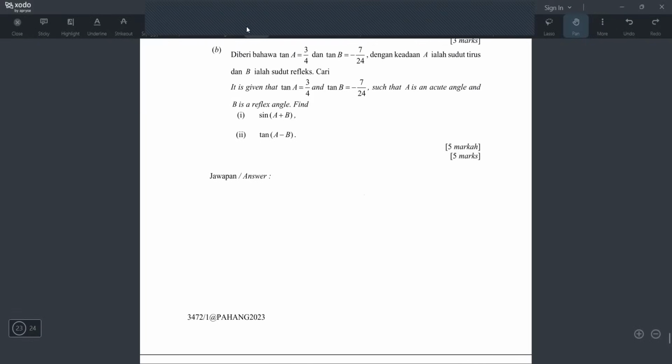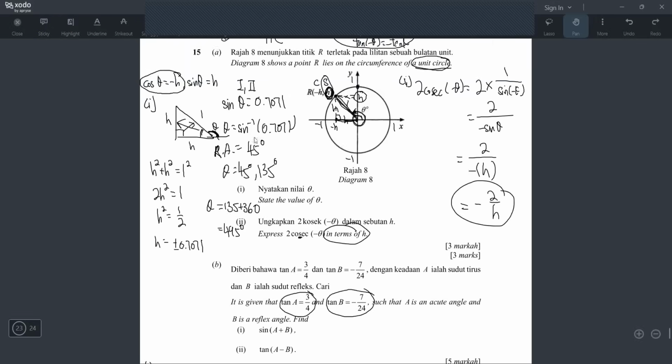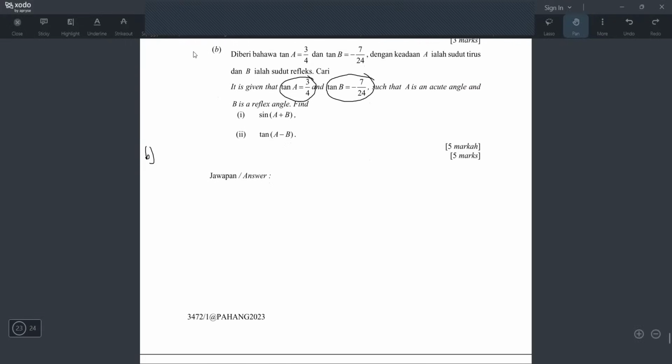Okay, finally we are at part B. This one is 5 marks. For this question, they say it is given that tangent A is 3 over 4, tangent B is negative 7 over 24, such that A is an acute angle, B is a reflex angle. Find this one, this one. Can you see they never ask you to find the angle? They ask you to find sine of angle plus angle, and this one is like tangent of angle plus minus angle. It means I don't have to press shift sine, shift tangent like just now, no need. They never ask you to find the angle. They ask you to find something of the angle.